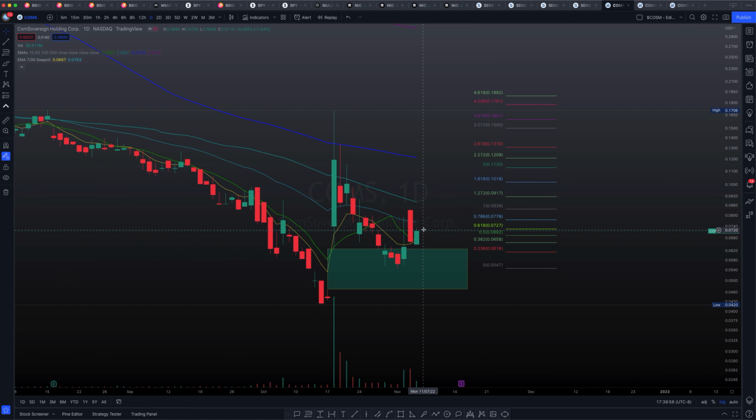The reason we have not moved from this area is because we are touching the 0.618. This is the 0.618 at about 7 cents, you guys. You can see if we actually draw a trend line right at the 0.618 that we are facing some form of resistance right over there, you guys.